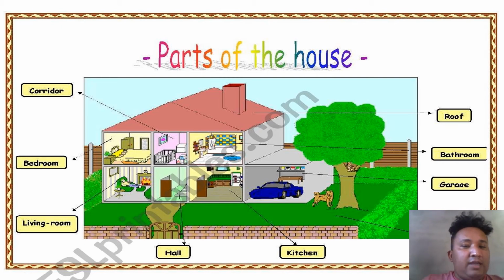We have the vocabulary here. We have a bedroom, living room, hall. We have garage. We have bathroom, roof, and going on. Let's continue with the other one.